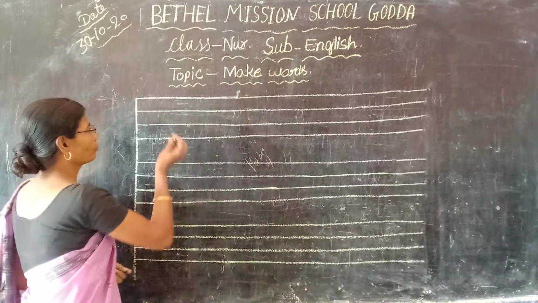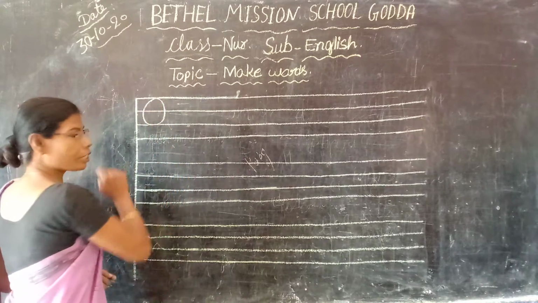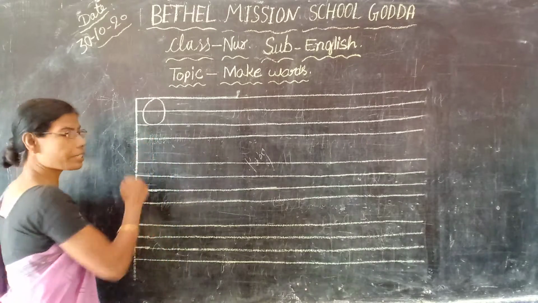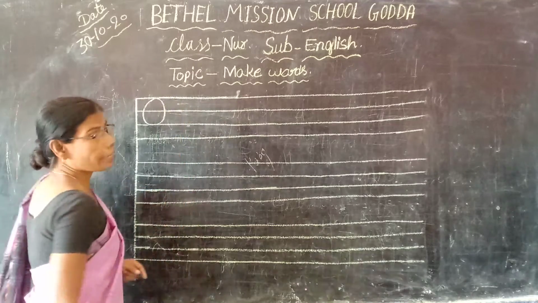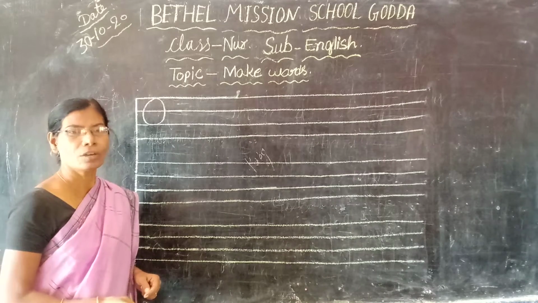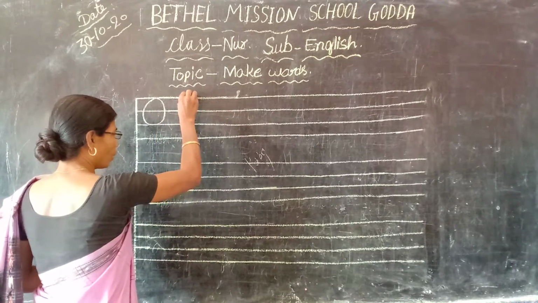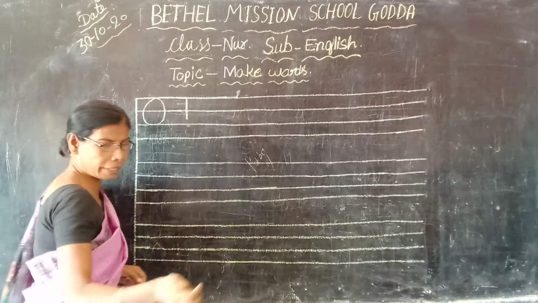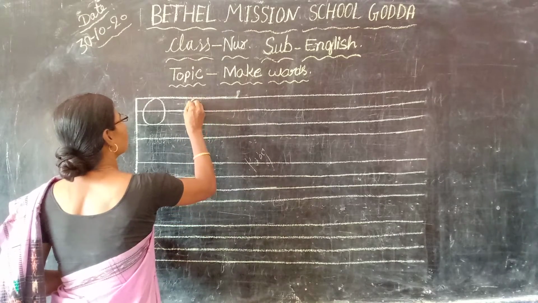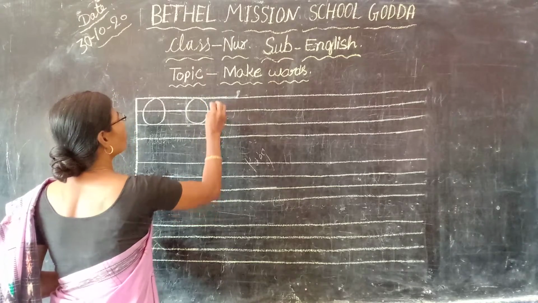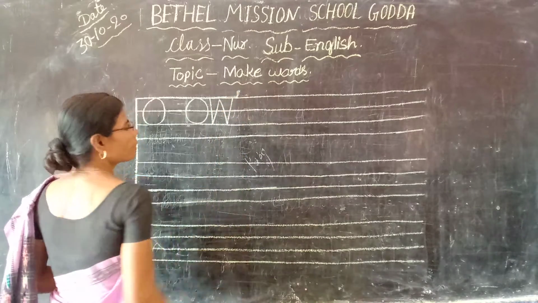Look at the blackboard. Which letter is this? Yes. This is letter O. Tell me, O for? Yes. O for owl. So we will write here owl. Okay. What is the spelling of owl? O, W.